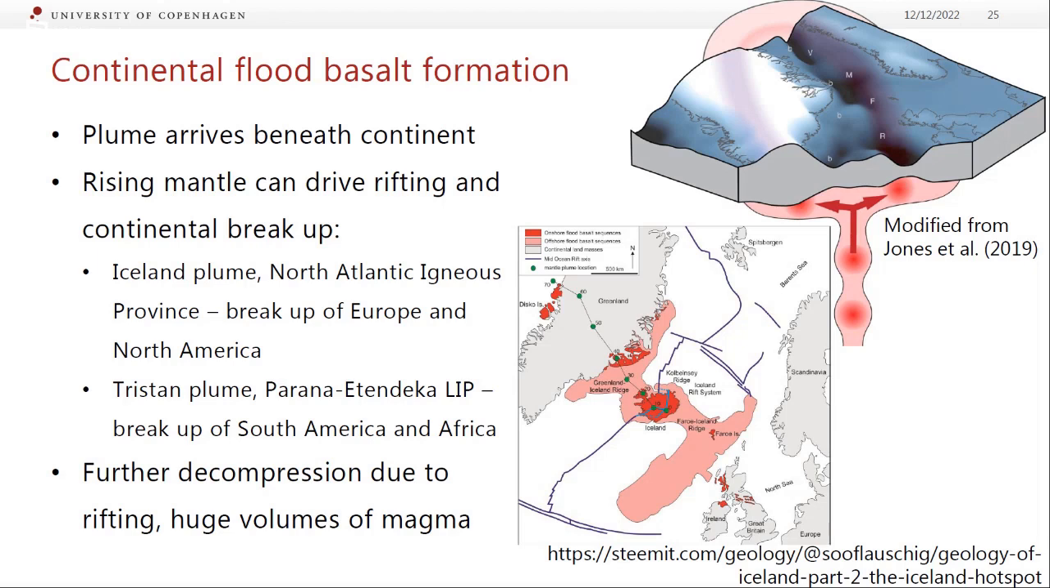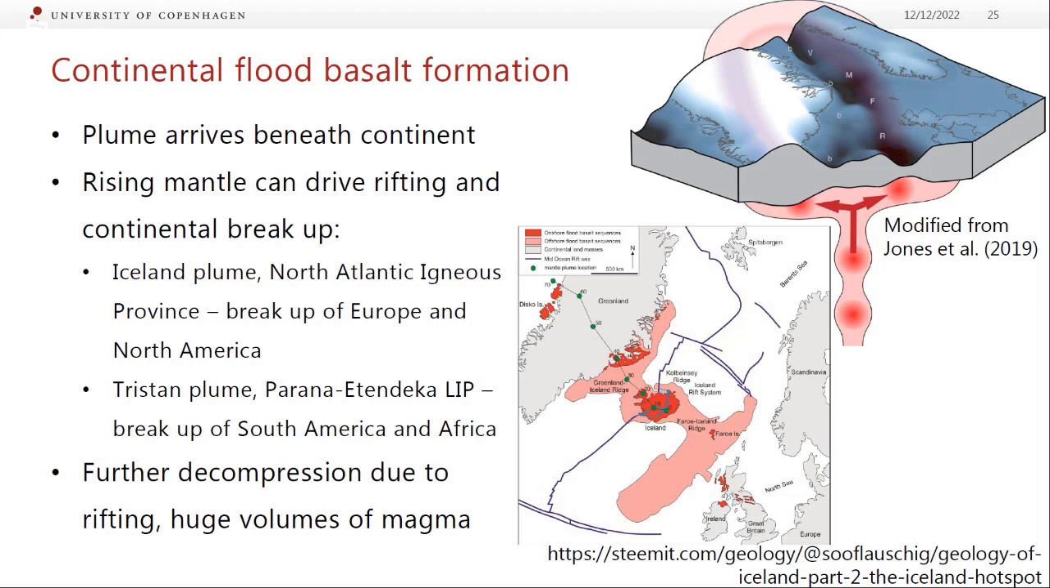Another example is the Tristan plume, which I don't have a picture of. That was another one I mentioned last week, and that was the Paraná-Etendeka large igneous province. The Paraná side is in South America, the Etendeka side is in Africa, and that plume and flood basalt province coincided with the breakup and opening of the South Atlantic, about 130 million years ago. The Atlantic didn't open all at once. Different sections of it seem to have been triggered by these plumes arriving.